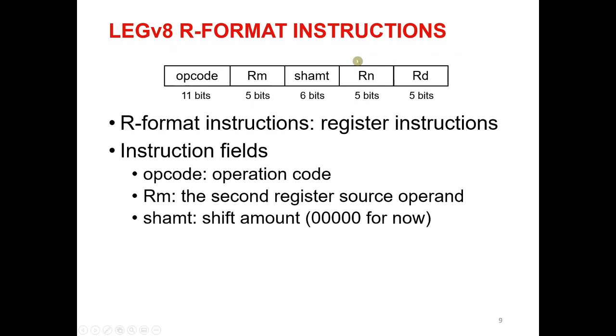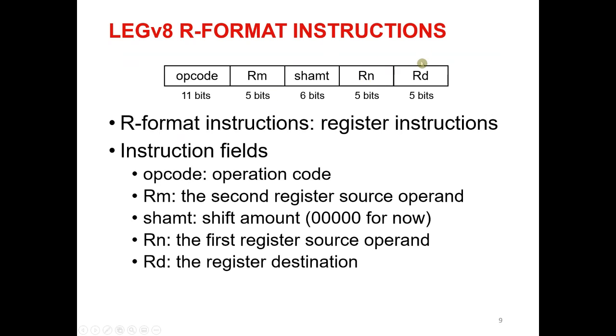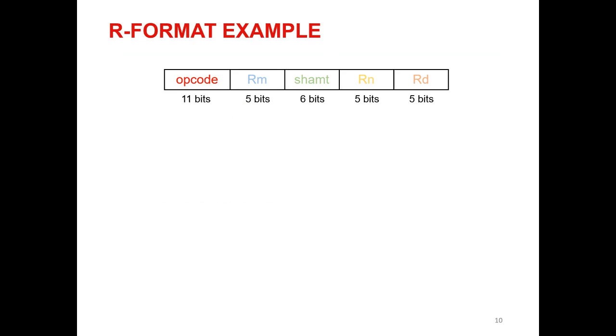Then we go for Rn, which is another register input. In this case it is the first register input. And finally we go to the Rd, which is the register destination. All the registers, as I have explained, are represented with 5 bits because, as I have mentioned, in LEG-V8 we have 32 registers, and with 5 bits we can refer to any of those 32 registers. So let's see an example now.